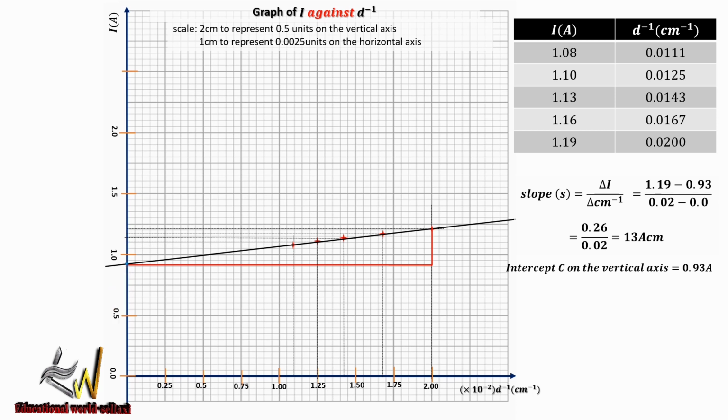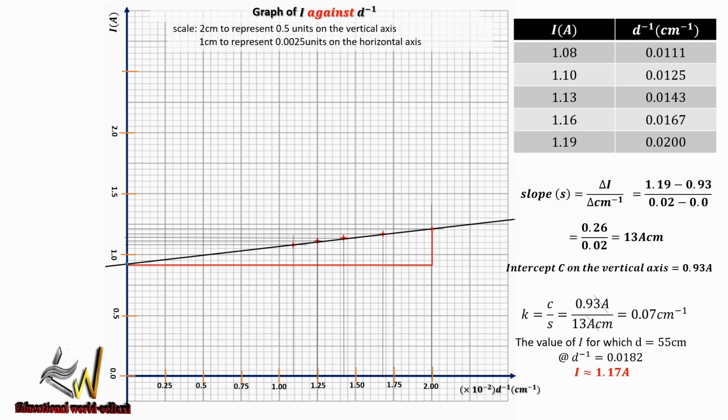There are other things we are asked to simplify from the graph, which is C over S. Simplifying that, we have it to be 0.07 per cm. Remember, it is per cm in the sense that ampere will cancel out ampere, so we will just be left with per cm. Then we are asked to evaluate the current when the distance d is 55 cm. When d is 55 cm, the inverse of d will be 0.0182. From the graph, we read it off on the vertical axis, and we have the value to be 1.17 ampere approximately.